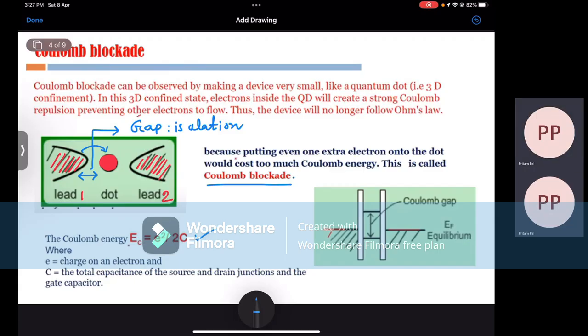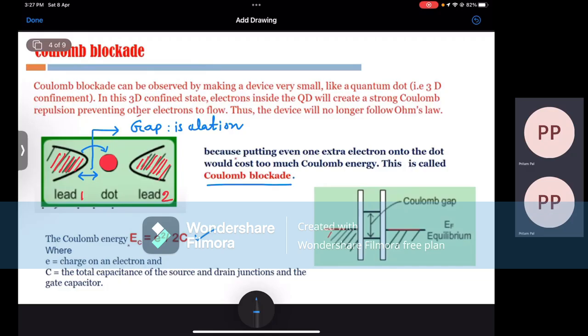It says that this energy is dependent on the capacitance. If you're trying to bring an electron from outside to a particular plate of a capacitor, then you need this much energy, e squared by 2C. Now here is an electron charge e and total capacitance C, with source and drain, or the gate capacitor, whatever it is. Right now you just need to understand that the dot has a certain capacitance.